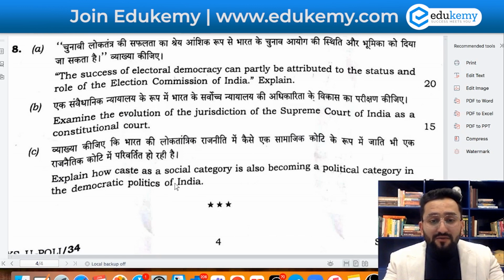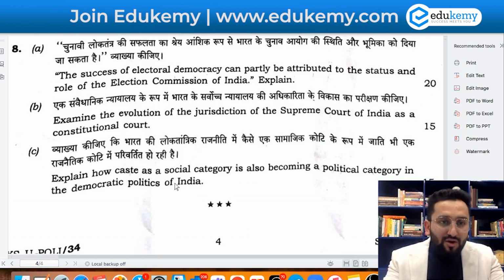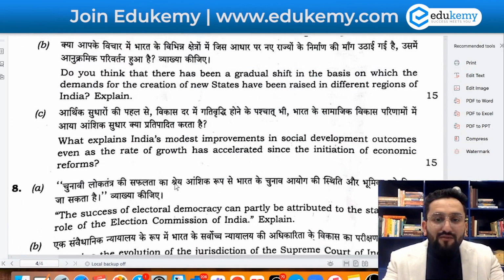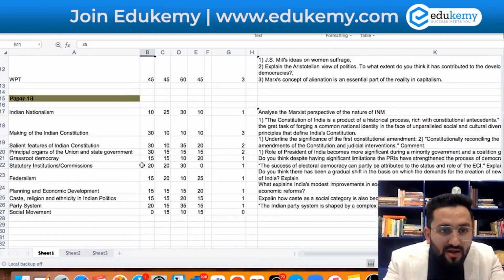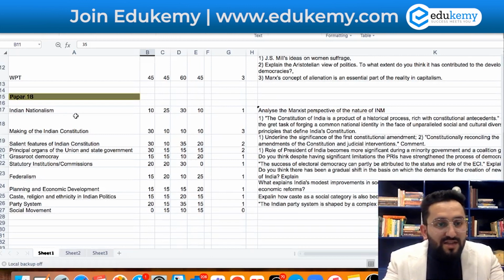Jaise yahan par we talk about caste as identity, identity politics, we talk about Yogendra Yadav, we talked about the upsurge related to OBC, we talk about Mandal Commission, Mandal Kamandal politics, right? So ye bhi direct question hai. To abhi humne keval go through kiya hai question se to understand this paper. Let's have a look ki paper 1 section B kahan kitni weightage hai.